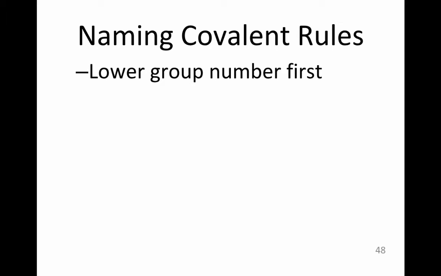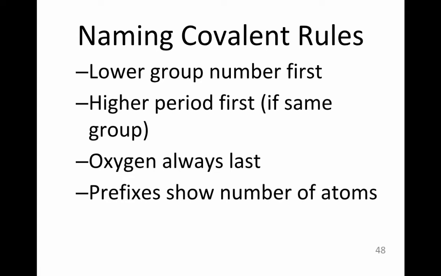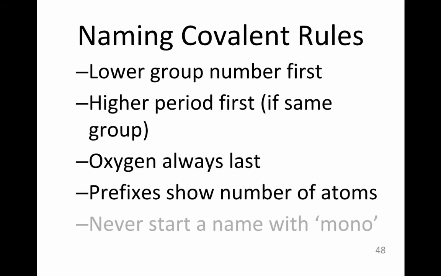Naming covalent rules. So you have to be given the number of elements. The lower group number goes first. The higher period number goes first if they're in the same group, and oxygen always goes last. And we're going to name these as basic covalents. We're not going to try to name them as acids or anything like that. We're just going to do basic covalent naming. Prefixes will show the number of atoms. So we never start a first name with mono.